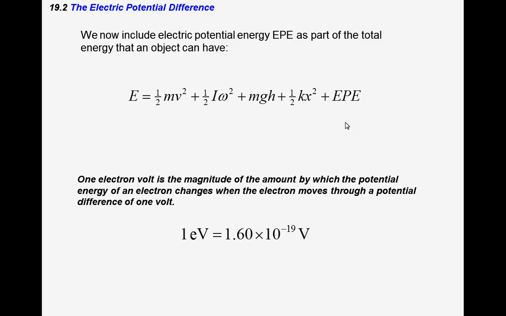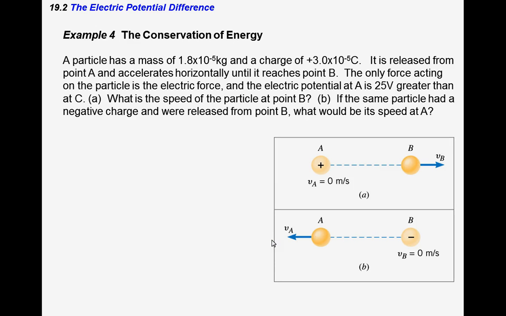Now, in terms of energy, there's one thing that you should know, is that there's a term called an electron volt. An electron volt is the magnitude of the amount by which the potential energy of an electron changes when that electron moves through a potential difference of 1 volt. So 1 volt is 1 joule per coulomb. So if we had 1 electron, which is 1.6 times 10 to the negative 19th coulombs, then an electron volt is 1.6 times 10 to the negative 19th joules. Just a unit for energy that is sometimes used.